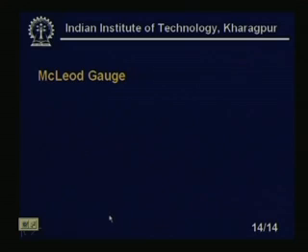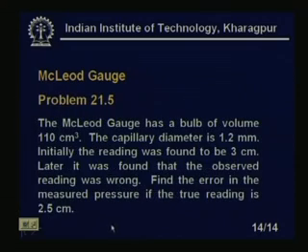This problem on the McLeod gauge is 21.5. The McLeod gauge has a bulb of volume. You must refer to the video lectures of the low pressure measurements or the McLeod gauge. The McLeod gauge has a bulb volume of 110 centimeter cube. The capillary diameter is 1.2 millimeter. Initially, the reading was found to be 3 centimeter. Later, it was found that the observed reading was wrong, and find the error in the measured pressure if the true reading is 2.5 centimeter. So, some error has been introduced.